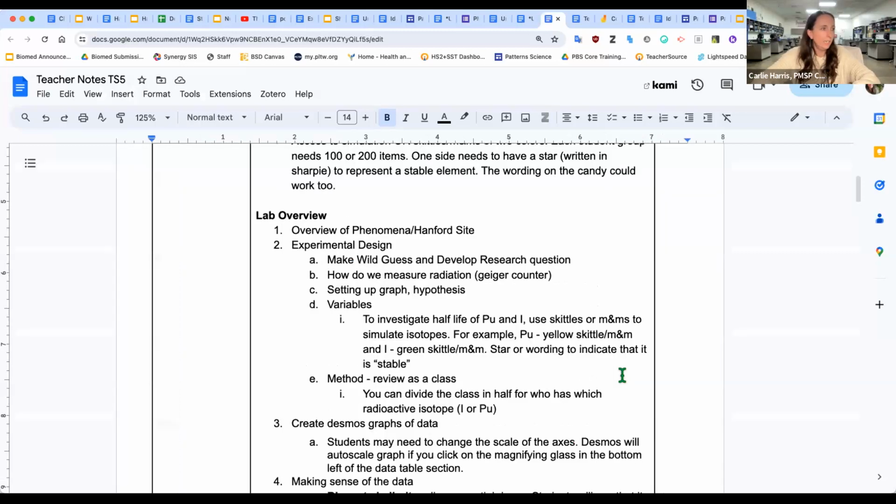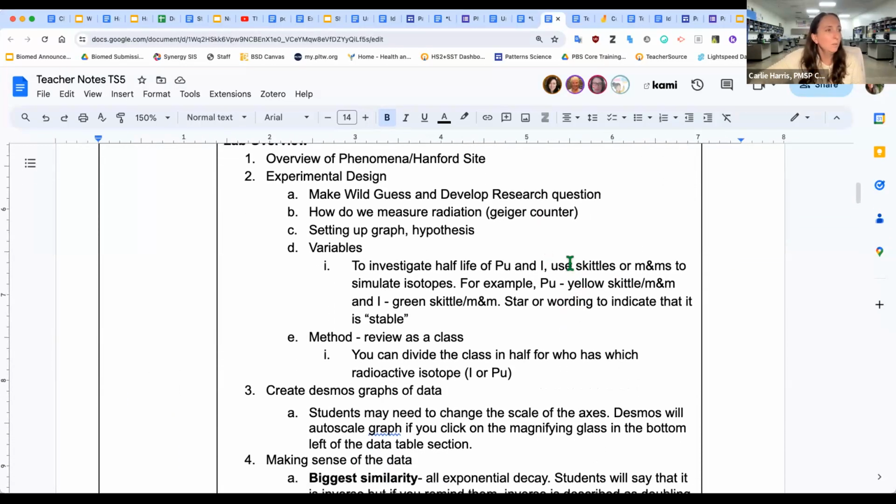So you can see here, I like to use Skittles. I prefer Skittles over M&Ms because the chocolate just gets really melty, but M&Ms, it's all you can find. Great. And you want some kind of candy that has some wording on it. Now, some of the candy wording can come off. So you might have to use a permanent marker. That can take a long time though, because you're going to be working with a lot of items here.